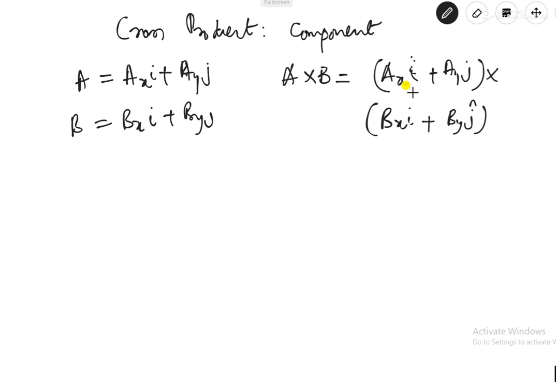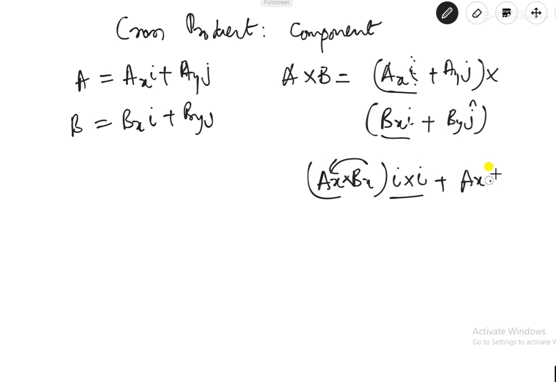Right? So when you are multiplying these two, what happens? Ax into Bx, I cross I, each other. These are magnitudes, so there is no issue. These two are vectors. Plus, similarly, I into J, Ax into By, I cross J.